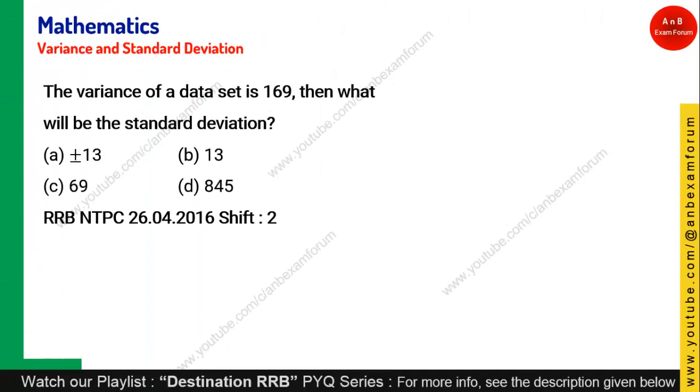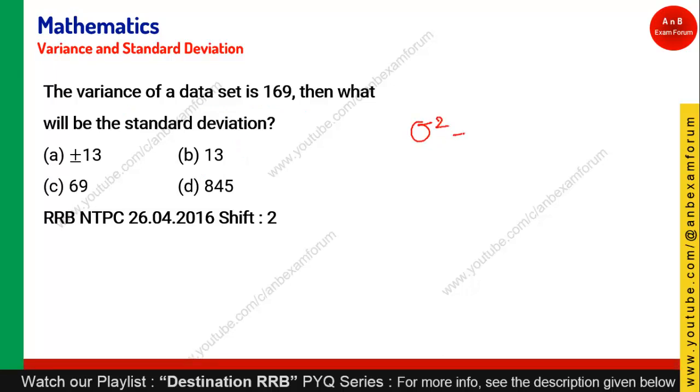Let's see the next question, so you can have more understanding. The variance of a data set is 169. Variance is denoted by sigma square and it is 169. You need to find the standard deviation. As you know, if you remove the square, it becomes a square root, and the square root of 169 is plus or minus 13. But we are interested in the positive value. Why? Because standard deviation cannot be negative, remember. So plus 13 is the right answer, not plus or minus 13.